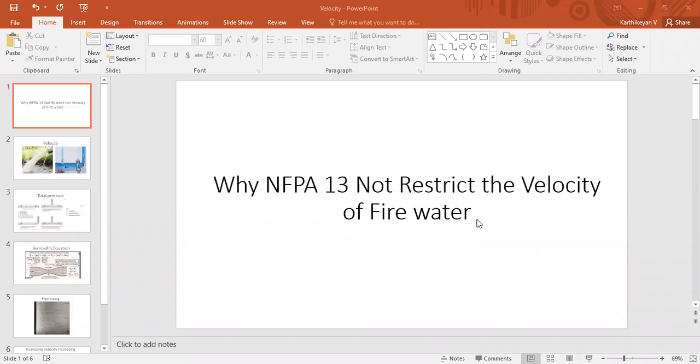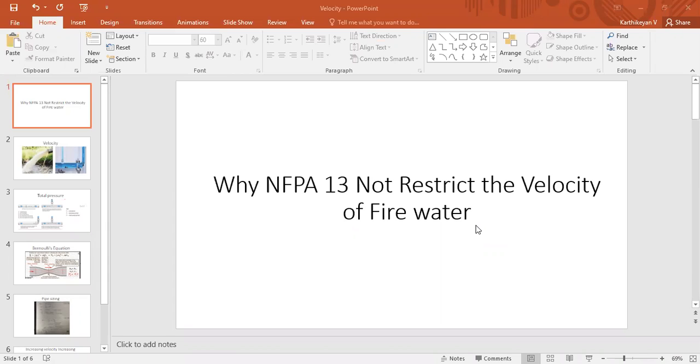This is the topic today. Why does NFPA 13 not restrict the velocity of fire water? This topic is related to hydraulic calculation. During the hydraulic calculation, many engineers have this question: what is the maximum limit of velocity, as mentioned in NFPA 13? So we are going to find the answer to this question.